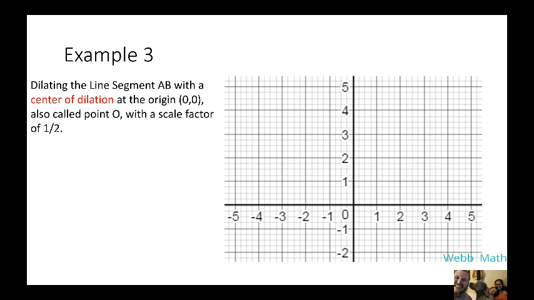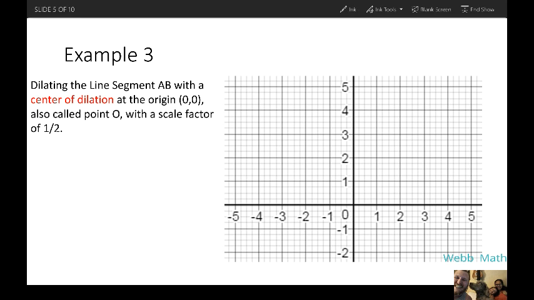So example 3. Now we're dilating the line segment AB with the center of dilation at the origin 0, 0, and I'm going to call it O again, just like the last one. But this time it's with a scale factor of 1/2, not 3. So let's say I'll make a line segment AB. I'll put A at 0, 4, and I'll put B at 4, 4.